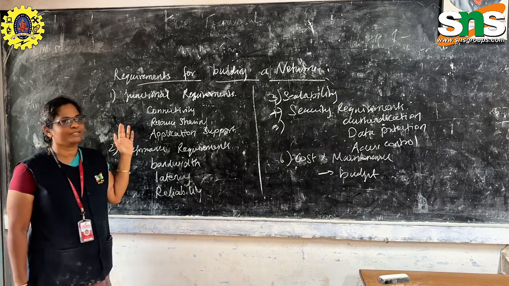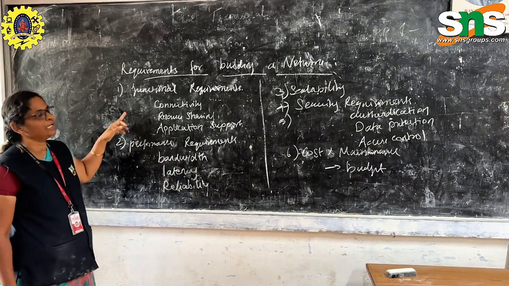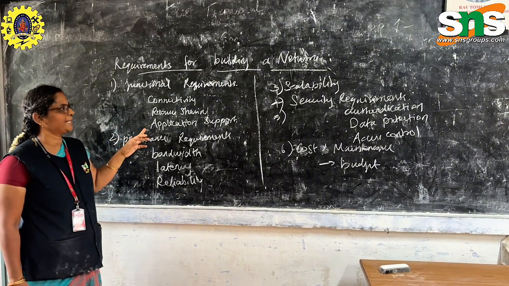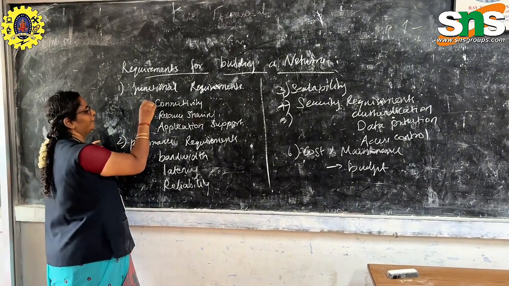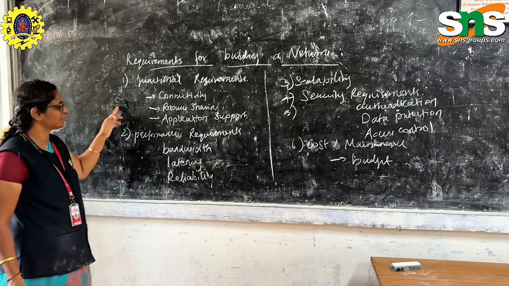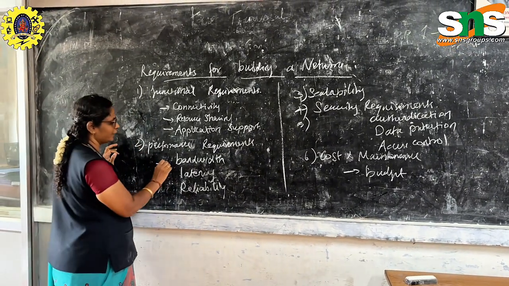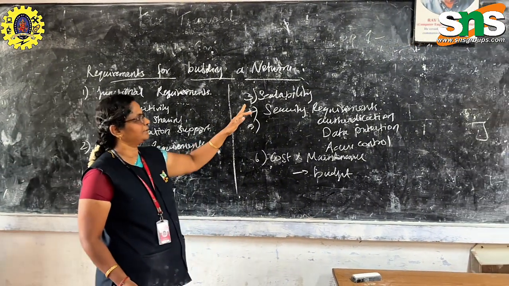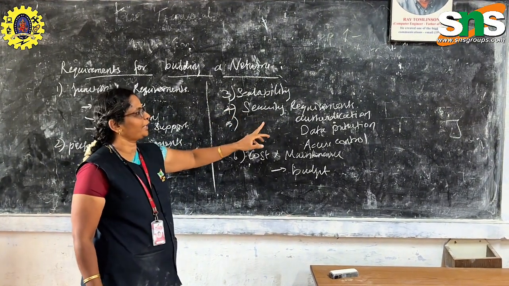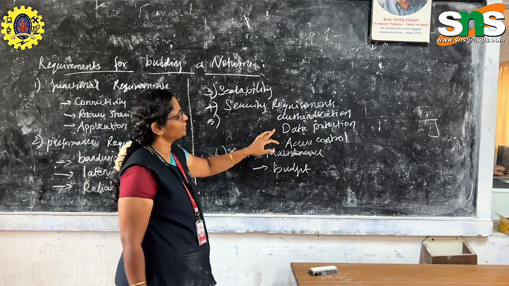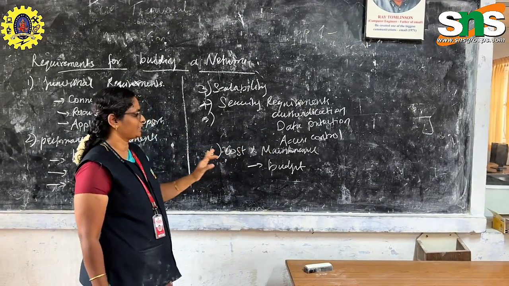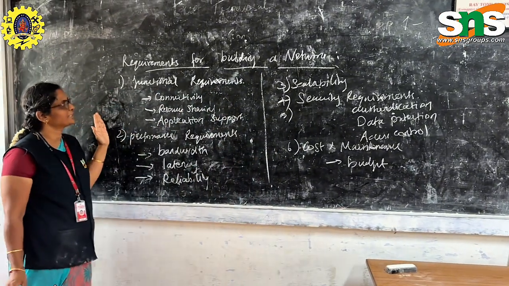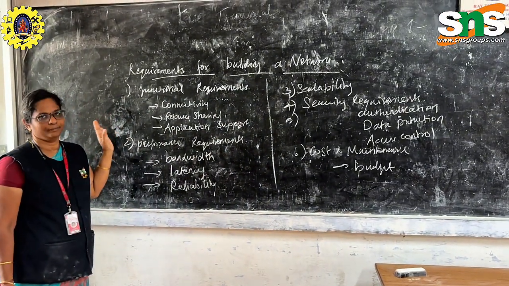So what are the requirements? First one is functional requirements. In that we consider connectivity, resource sharing, and application support. These are the main things in the functional requirements. Likewise, for performance analysis we will see bandwidth, latency, reliability and scalability. Then the security requirements: authentication, data protection and access control. Then cost and maintenance. These are the main things we discuss in the requirements of building a network.